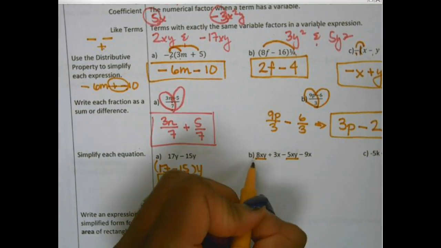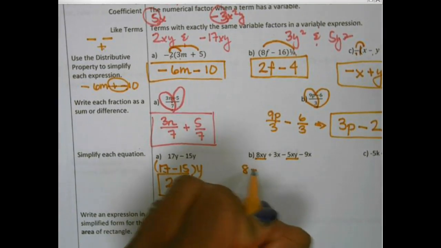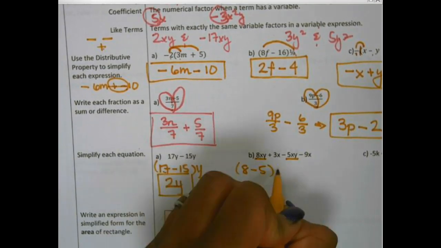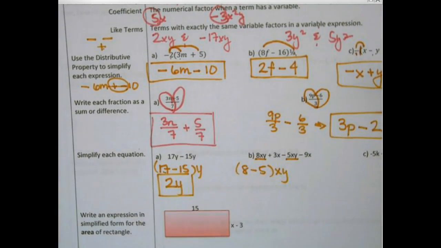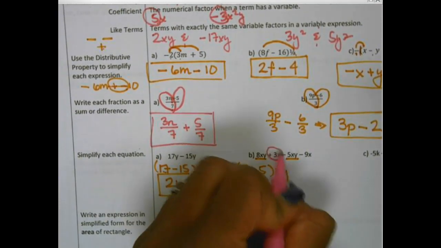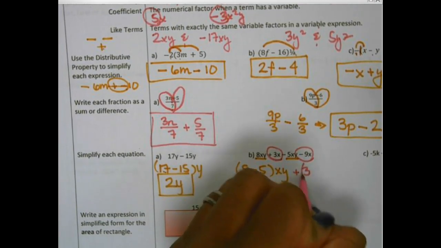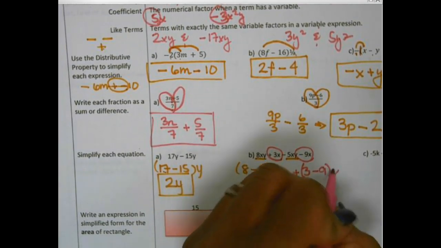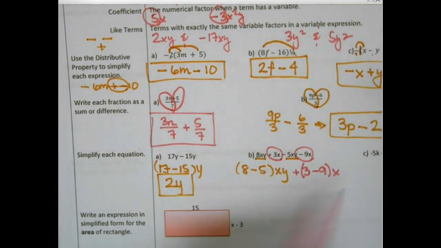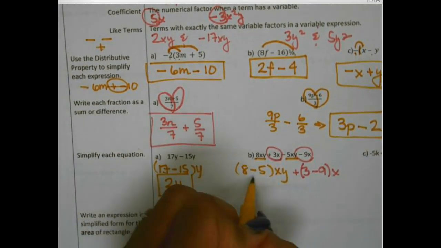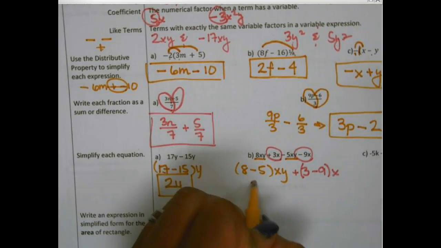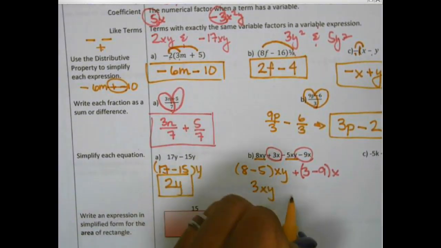These two are like. So I have 8 minus 5 is what I'm doing in my head, and I'm going to keep the xy. And then these two are like. So I have that positive 3 minus 9, and I'm going to keep that x because those are my x terms. Those are my x's. 8 minus 5 is 3, xy.